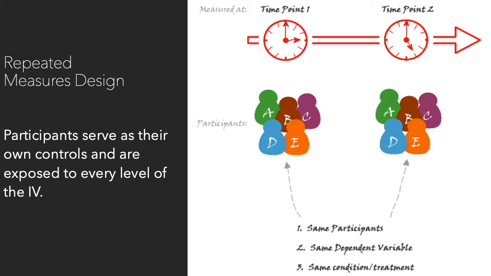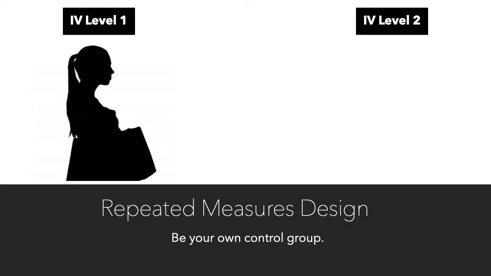I stole this picture from the internet, although I don't think I like it that much. But it shows you that we have A, B, C, D, and E. Those are your participants. And they are exposed to level 1 of the IV at time point 1 and measured on the DV. And then at time point 2, exposed to the other level of the IV and measured on the DV again. And then you can compare the DVs. I made a different version of this, which I think is clearer.